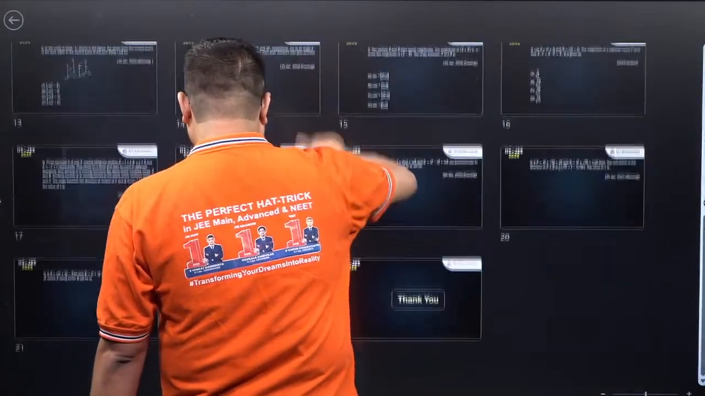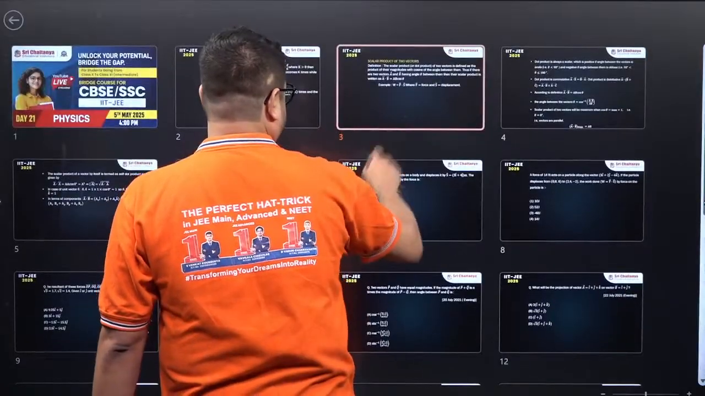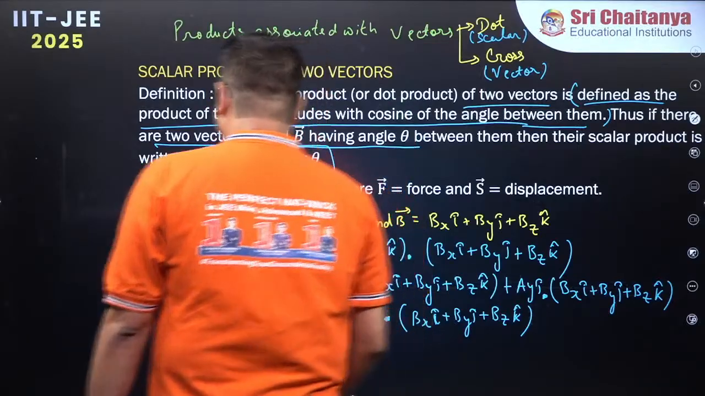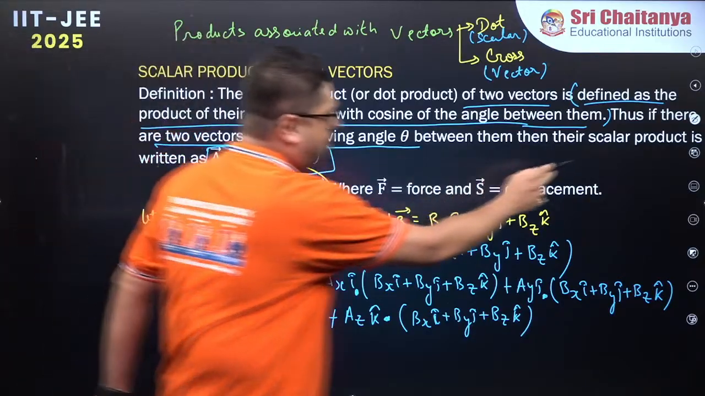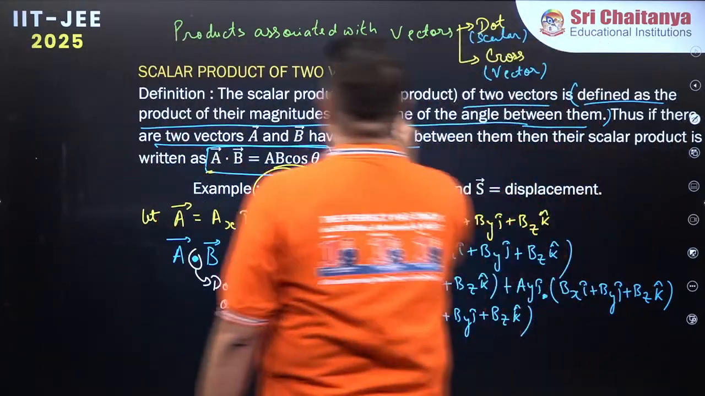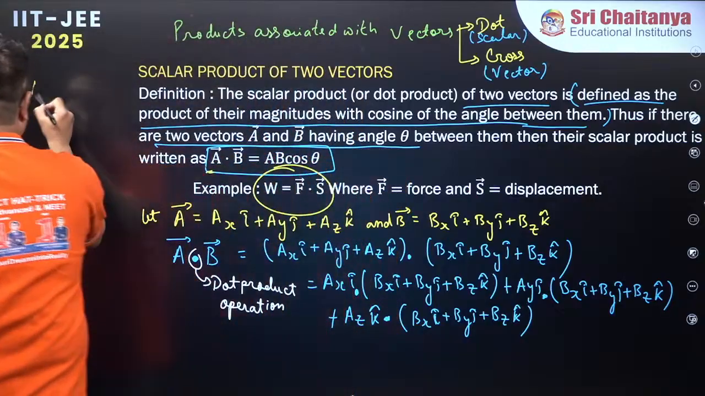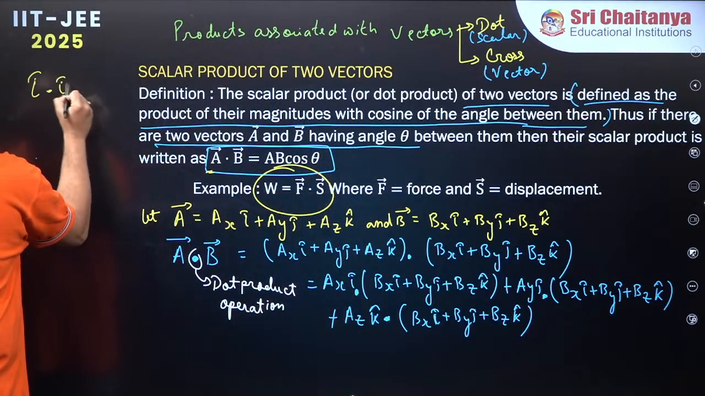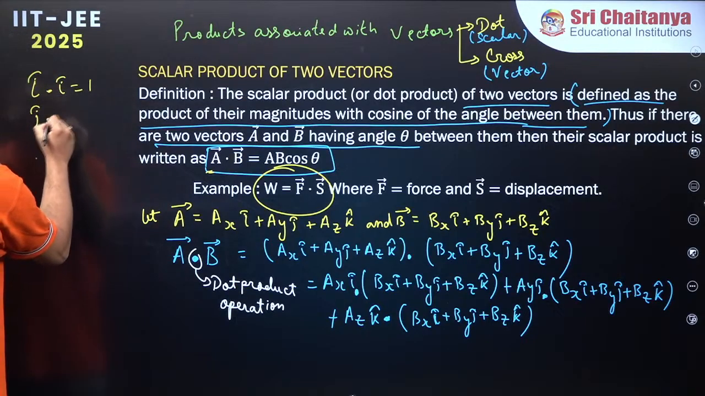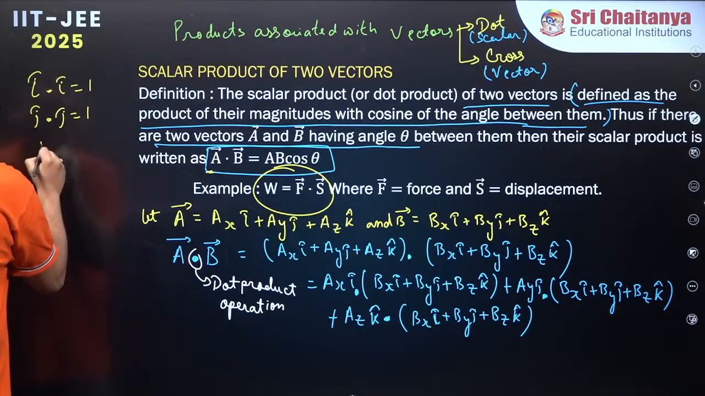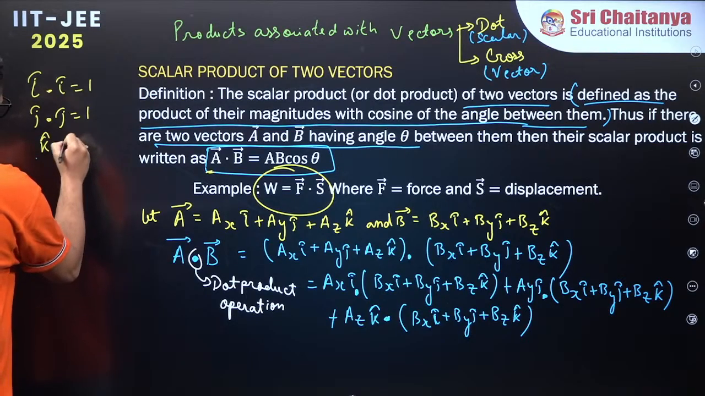Let's come back over here. If I am going to perform, you can write down the operations over here, that is i cap dot i cap, is going to be 1. Similarly, we can write down j cap dot j cap is going to be 1. k cap dot k cap is going to be 1.